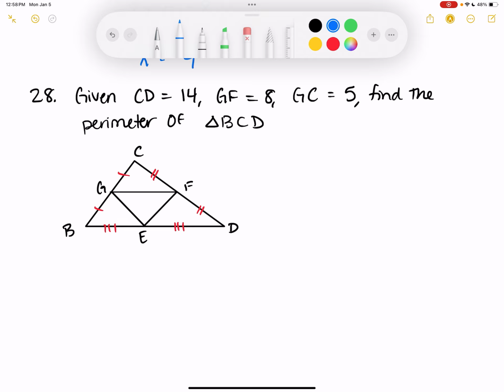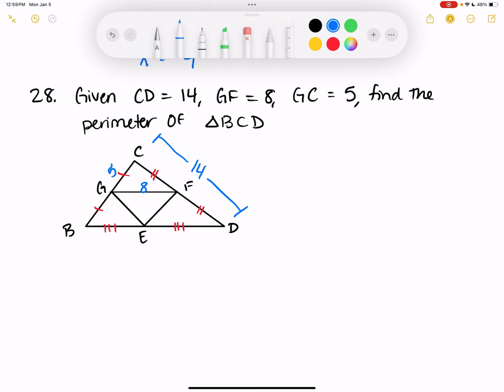So CD is equal to 14, so that's this whole side over here. GF is equal to 8, so that's right here, and I'm going to end up using that to solve for BD. And then GC is equal to 5, so that's that value there. And then I'll use that to solve for the entire side, okay? So I need to finish solving for side BC and then for BD because I already have CD. So the perimeter would be to add up all of the sides there.